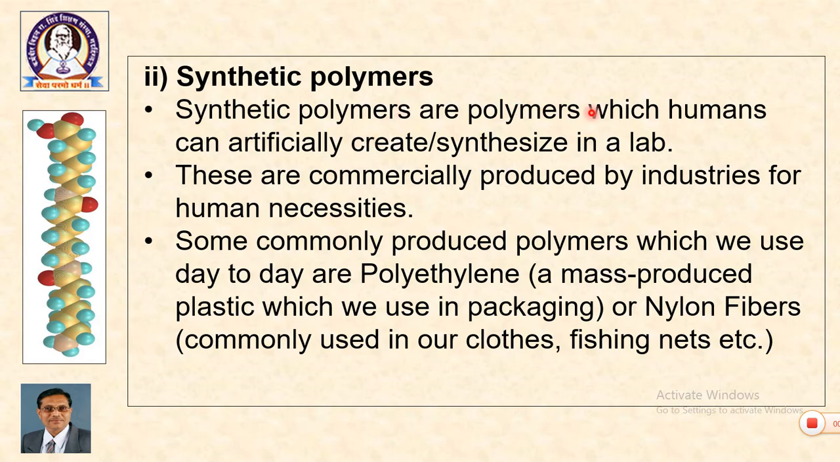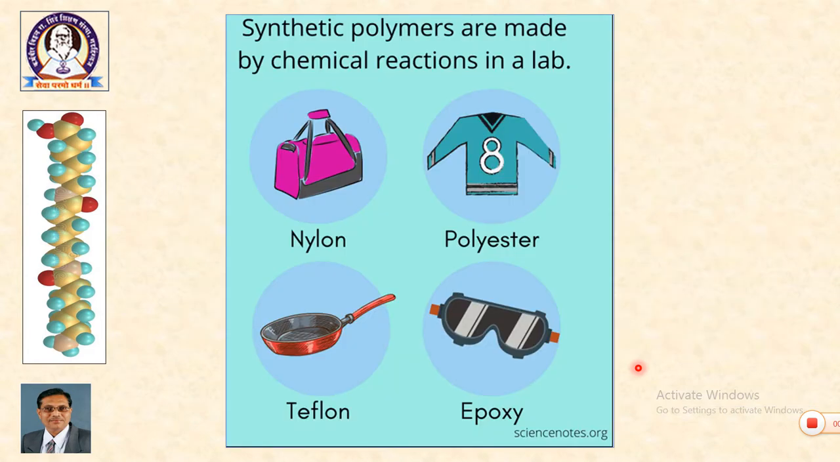Synthetic polymers are polymers which humans can artificially create or synthesize in the lab. These are commercially produced by industries for human necessities. Some commonly produced polymers which we use in day to day life are polyethylene, and we also use nylon fibers. These are again modified into different articles. So, synthetic polymers: nylon, polyester, Teflon, epoxy.